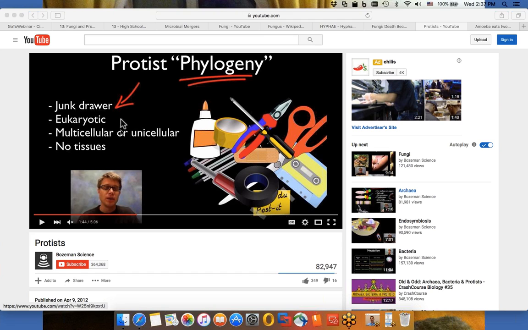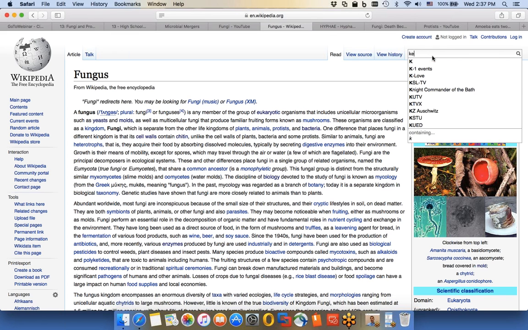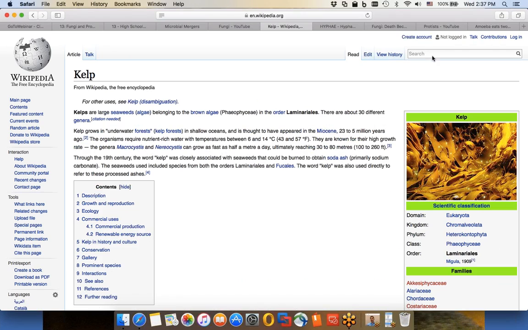The main characteristic of protists is that they are not of one descendancy. They are all eukaryotic. Some are multicellular or unicellular, and there's no tissue differentiation. There are some that are very small, that are microbial, and some that are very large, that are also protist. So, for example, kelp is a protist. Have you ever seen a forest of kelp?